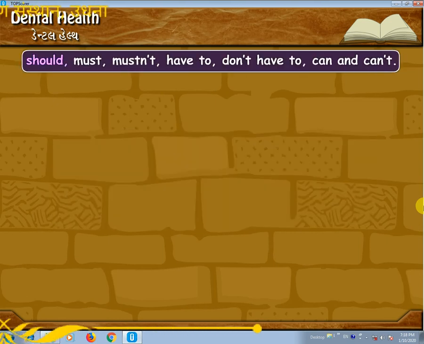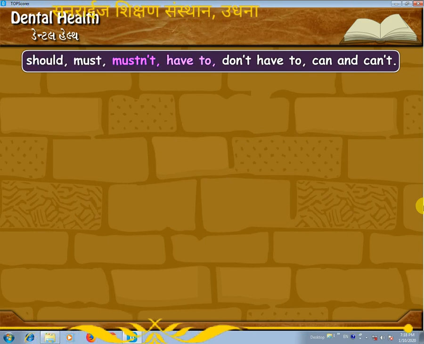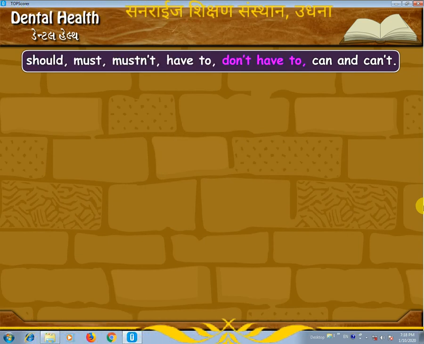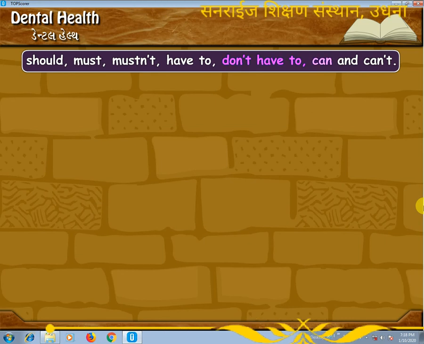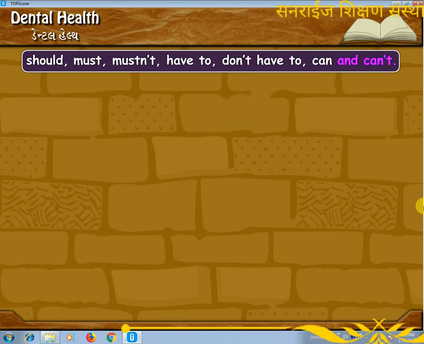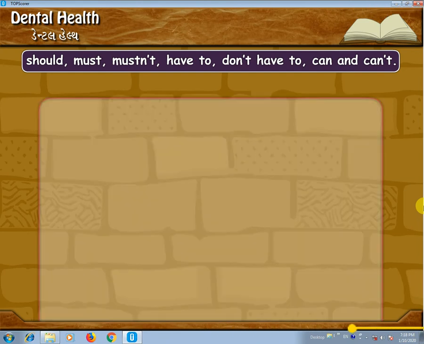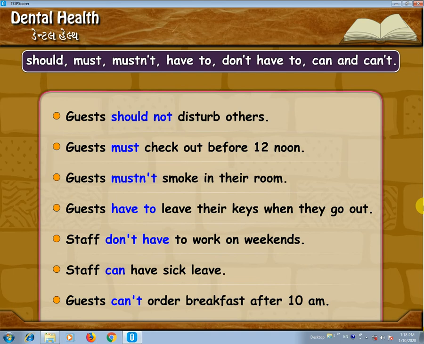Guests should not disturb others. Guests must check out before 12 noon. Guests mustn't smoke in their room. Guests have to leave their keys when they go out. Staff don't have to work on weekends. Staff can have sick leave. Guests can't order breakfast after 10 a.m.